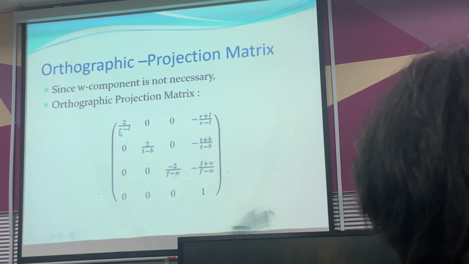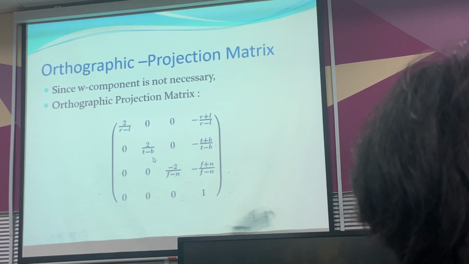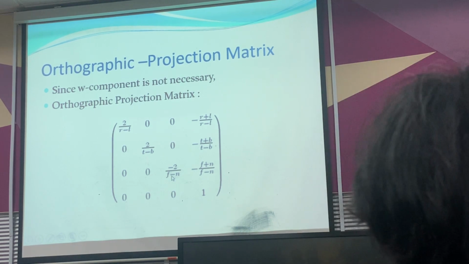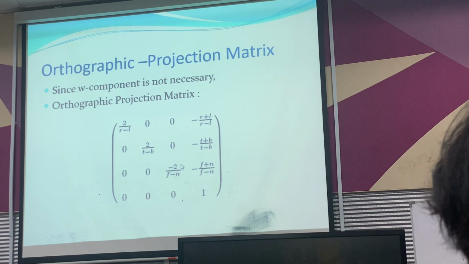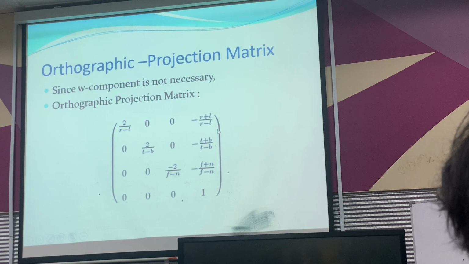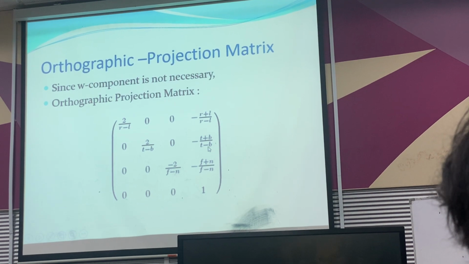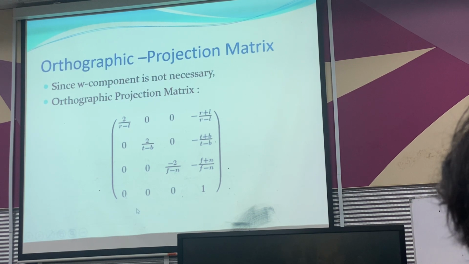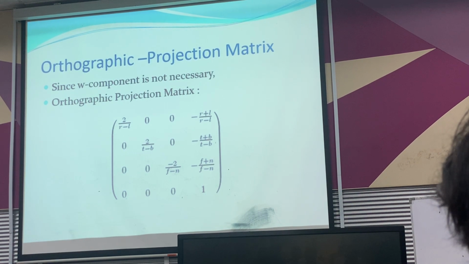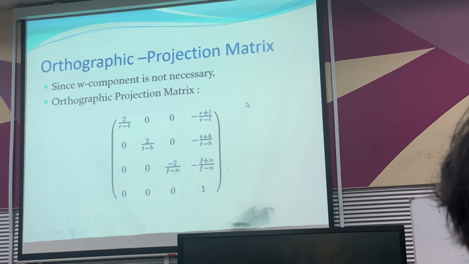So for x it is 2 divided by right minus left, r minus l. For y, top minus bottom, 2 divided by top minus bottom, and for z, far minus near. This one is the size, and this one is the translation of the eye coordinates. So you put here the left, right, top, bottom, near and far. When you see this, you should know this is the orthographic projection matrix. Later we are going to differentiate this from the perspective projection matrix.